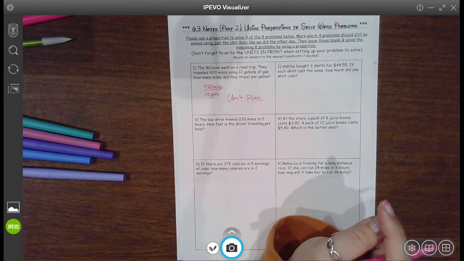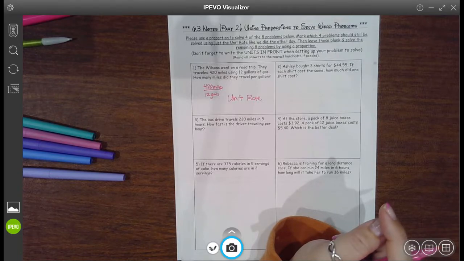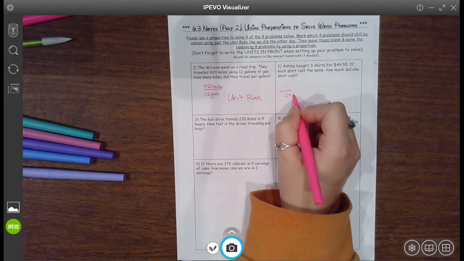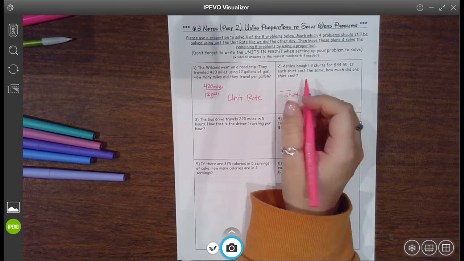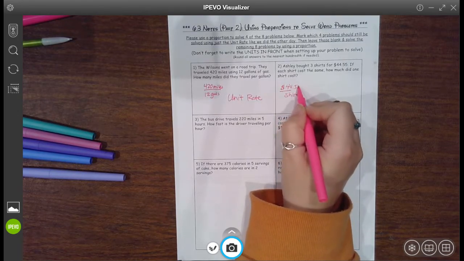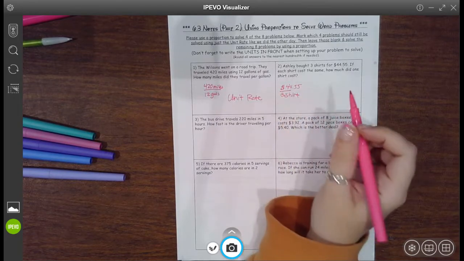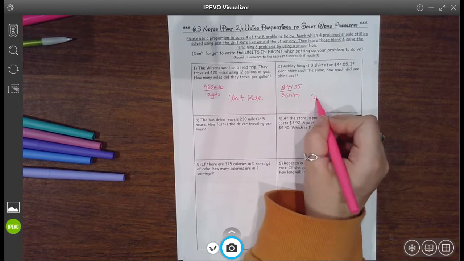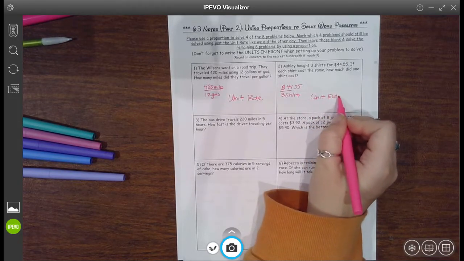Okay, if you're back with us, number 2 says Ashley bought 3 shirts for $44.55. If each shirt cost the same amount of money, how much did one shirt cost? Well, again, they want to know how much one shirt cost, right? So we want the number of shirts to eventually become 1. So we'd put the money over shirts, so it would be $44.55 divided by how many shirts you got. So you would divide both by 3 and you get how much it is per one shirt. So this is another problem where we would just need to do the unit rate.